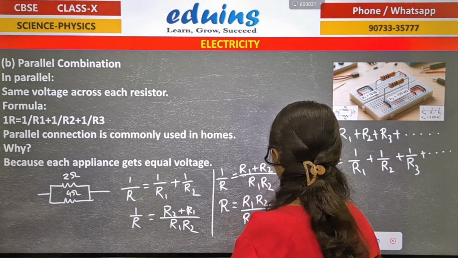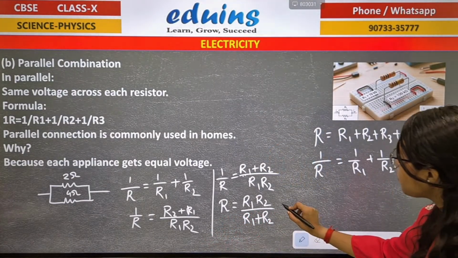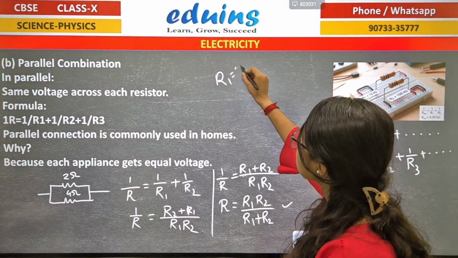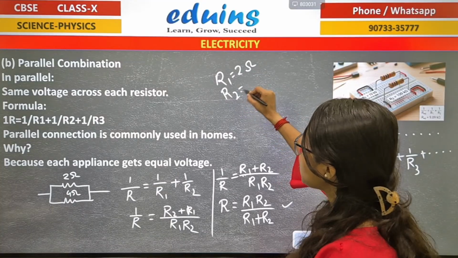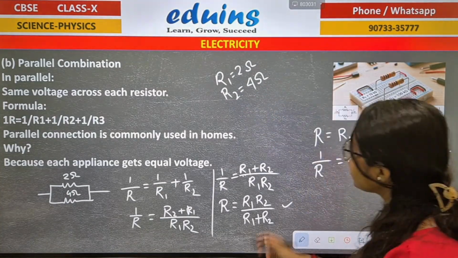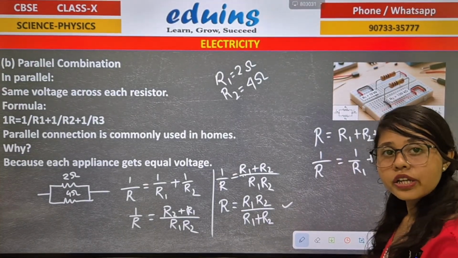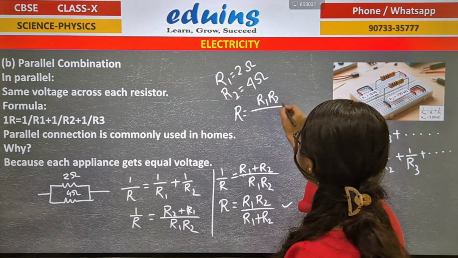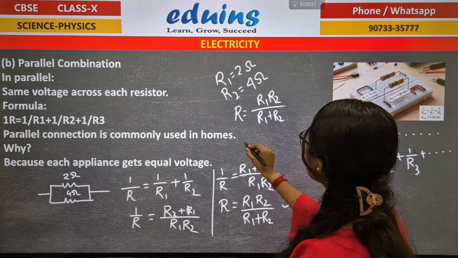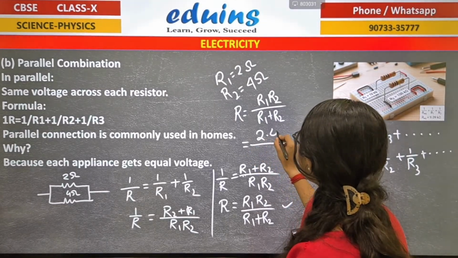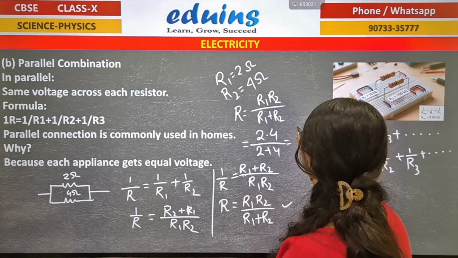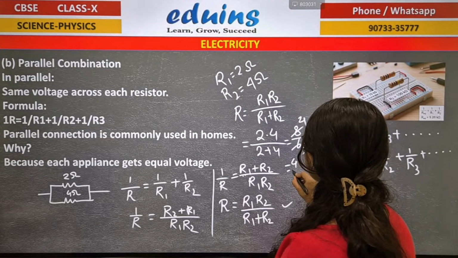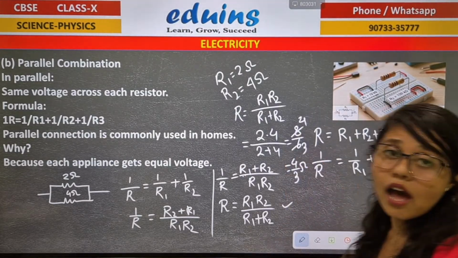So for two resistances we can use this formula. So 2 and 4 are the resistances. So R1 is equal to 2 ohm and R2 is equal to 4 ohm. So now we can determine the parallel combination equivalent resistance. R is equal to R1 R2 by R1 plus R2. So we put in the values: 2 into 4 and 2 plus 4, that is 8 by 6, that is 4 by 3. So 4 by 3 ohm is the answer.